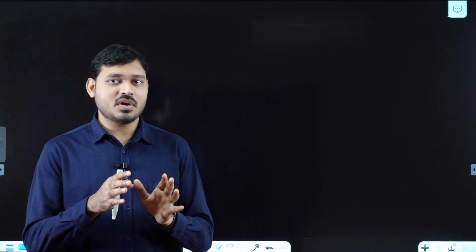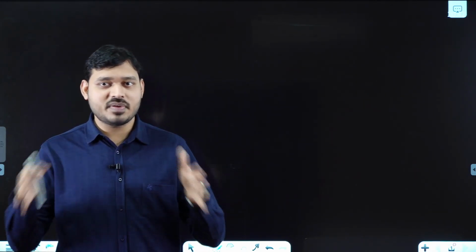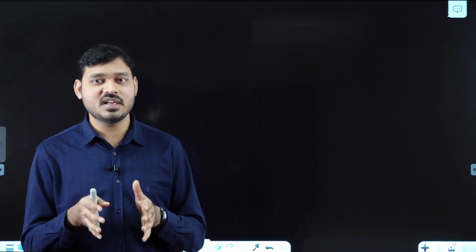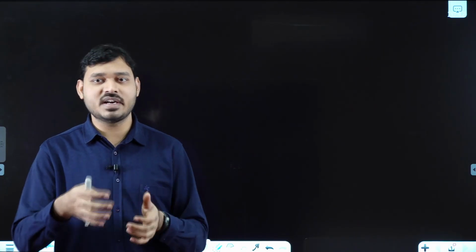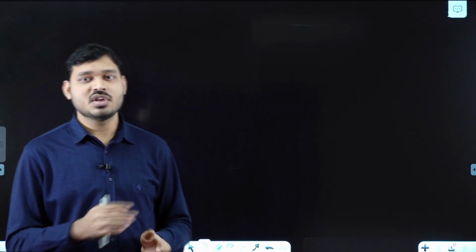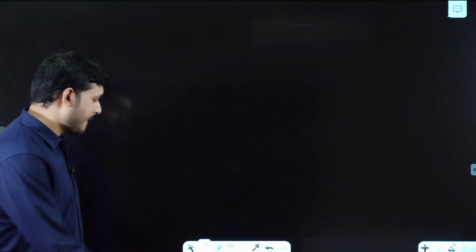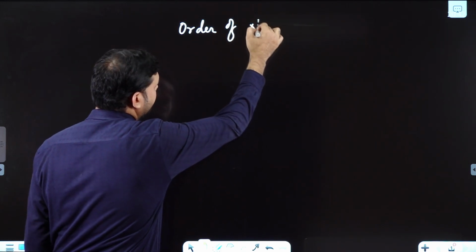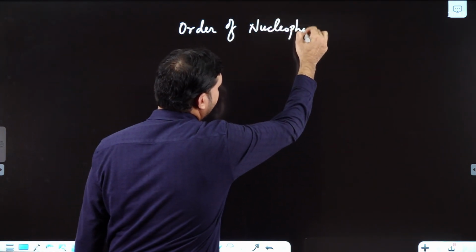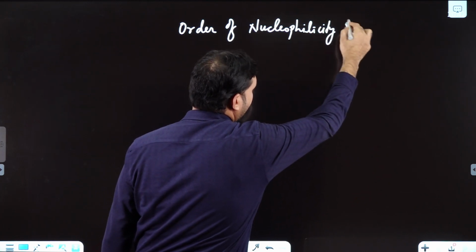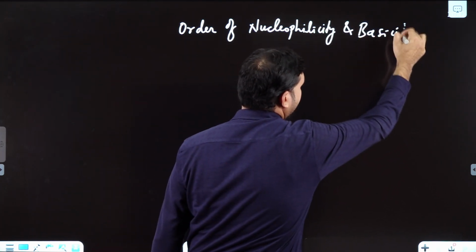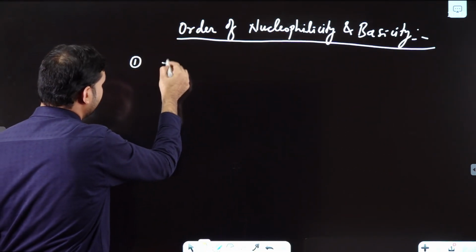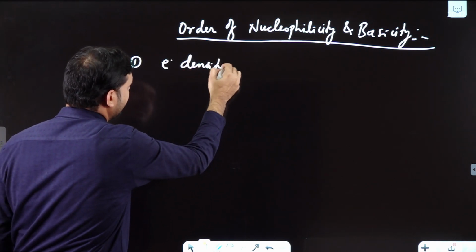Now first of all, basicity and nucleophilicity are two different things, as I told you. But if I say the order of nucleophilicity versus basicity, then almost they go side by side except some limitations. Okay, so let us understand it in detail. Order of nucleophilicity and basicity. Okay, first case, electron density.